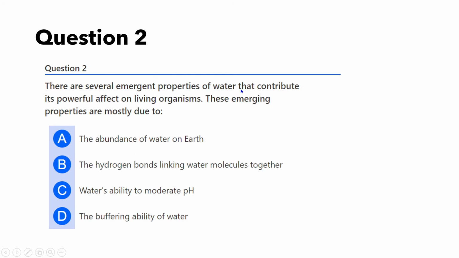Let's move to question 2. There are several emergent properties of water that contribute to its powerful effect on living organisms. These emergent properties are mostly due to the abundance of water on Earth, the hydrogen bonds linking water molecules together, water's ability to moderate pH, and the buffering ability of water. This is an easy question to solve. We know that the properties of water that contribute to its powerful effect are due to its hydrogen bonds and its polarity. So we just need to pick the choice that says either hydrogen bonds or polarity, which is choice B.